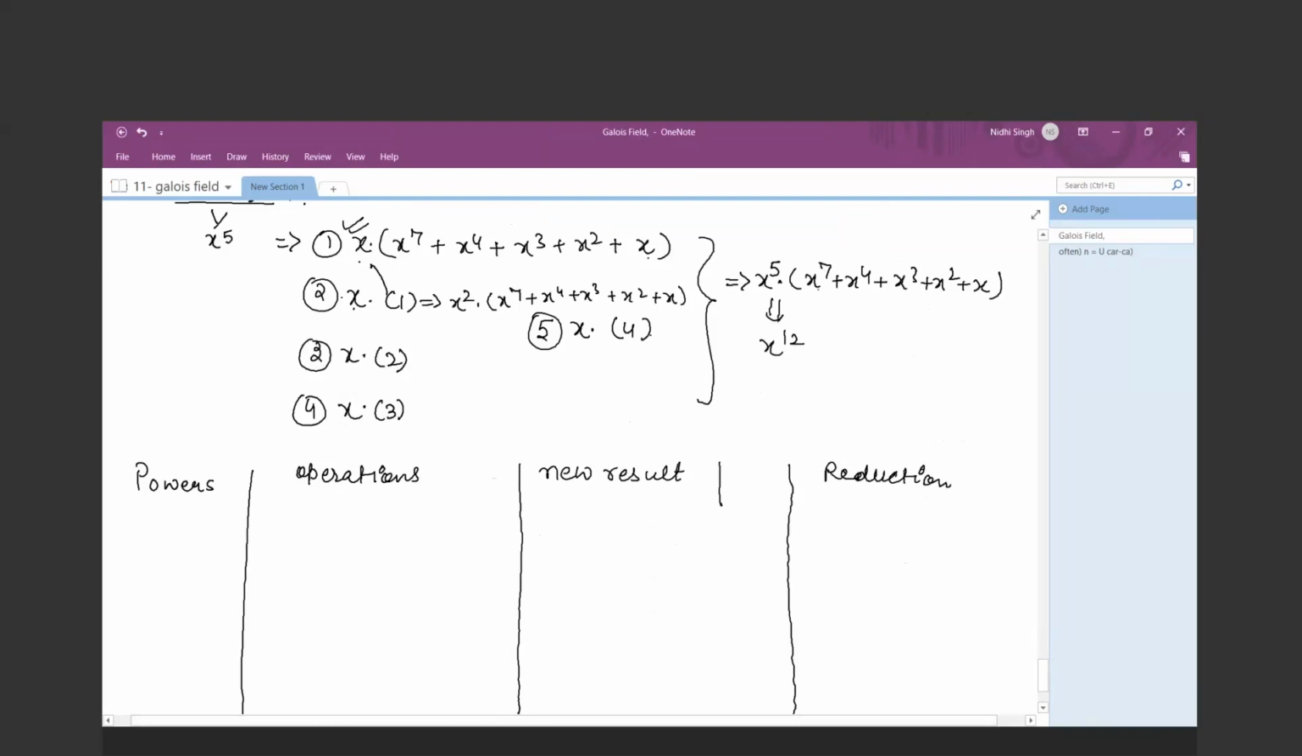ठीक. Our highest power is how much? X to the power 7. So all of the terms related to x to the power 8, x to the power 9, x to the power 10, x to the power 11 will need reduction.